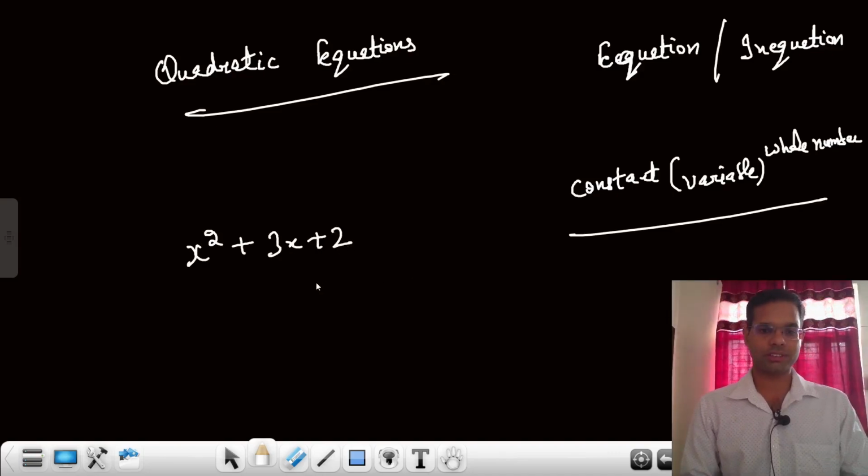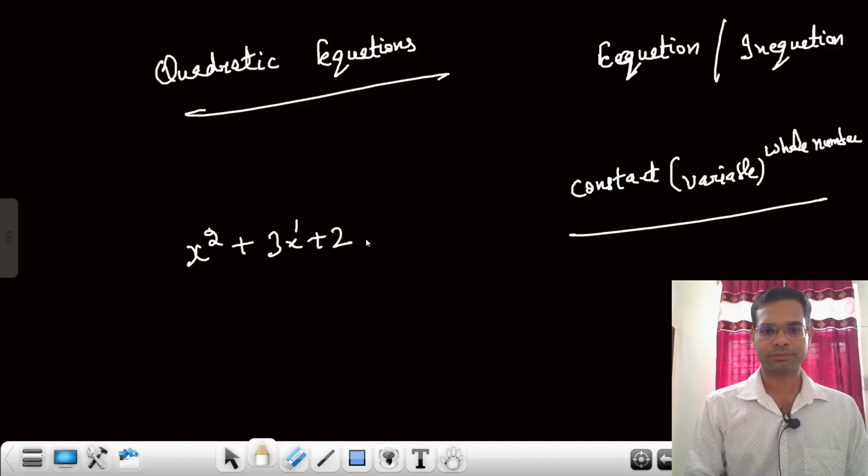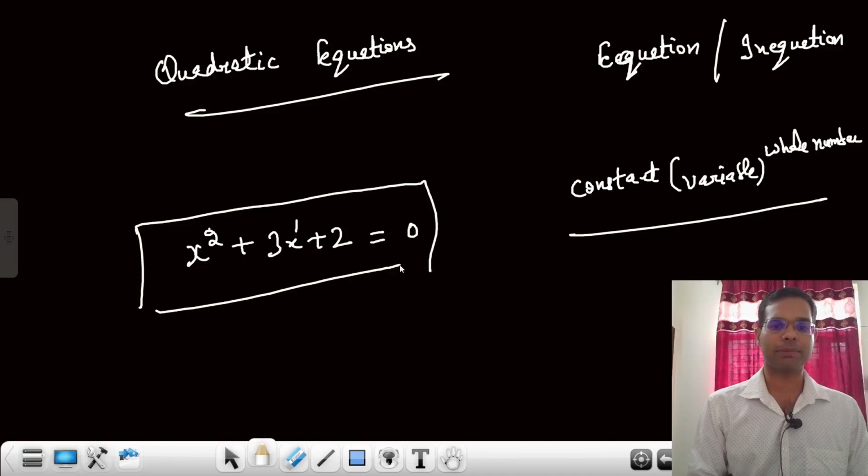Now this is a what? This is an algebraic expression. And what is the variable here? The variable here is x. The power is 1. Here the power is 2. Here the power is 1. Okay. Now if I write an equality sign and, let's say, 0 or any number, this does not remain an expression. It becomes an equation.